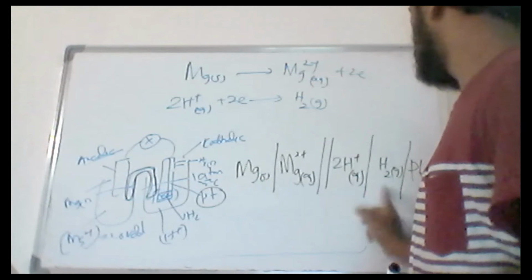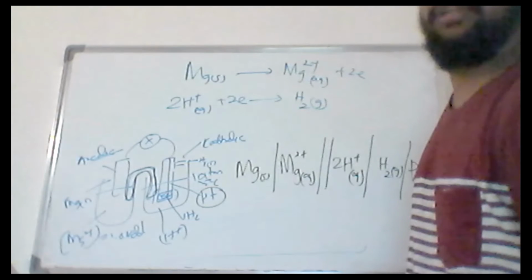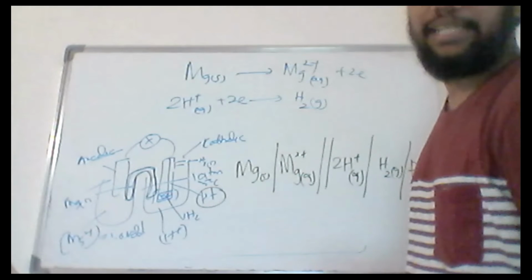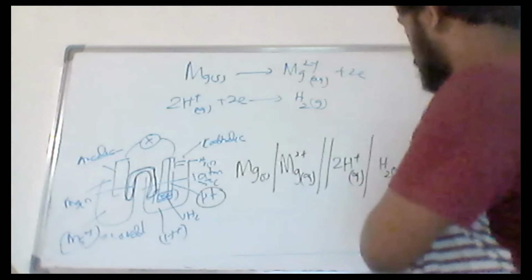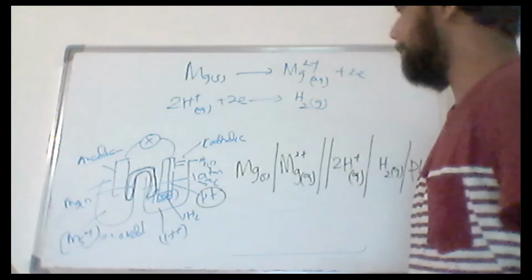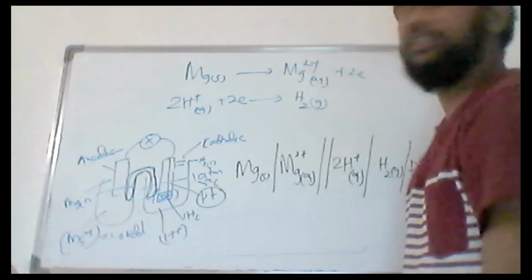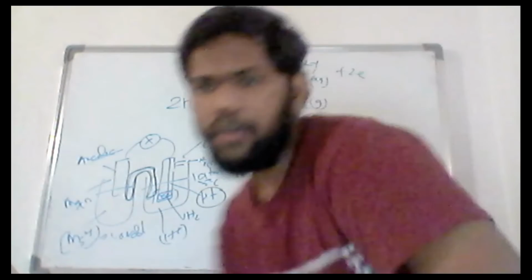So here there is also a phase change. So therefore I can put this dash here, slash. Or in some cases the comma is also accepted. But remember, this is the most suitable way. Okay. So this is the cell notation that you need to know.